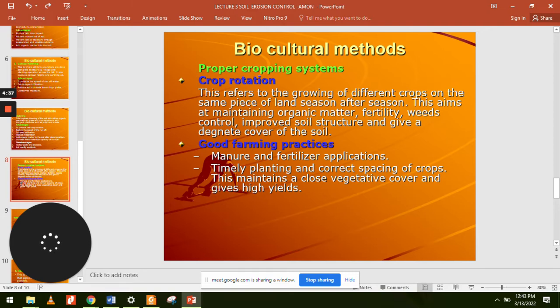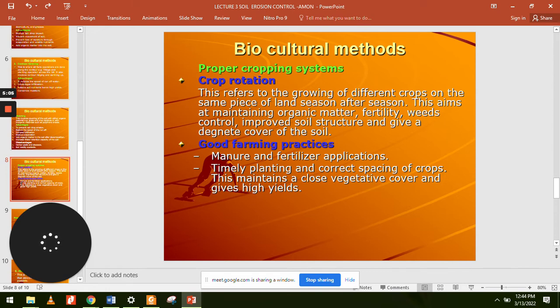The other one is proper cropping systems. These include number one, crop rotation. This is the growing of different crops on the same piece of land, season after season. The aim is to maintain organic matter, fertility, weed control, improve soil structure, and give a definite cover of the soil.